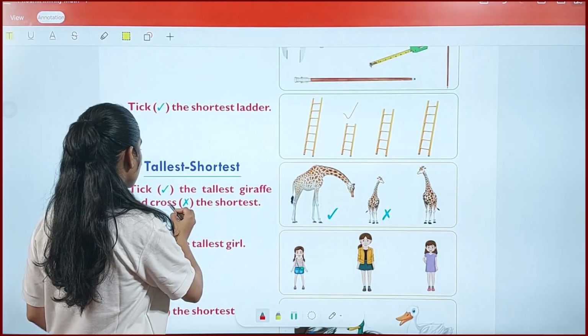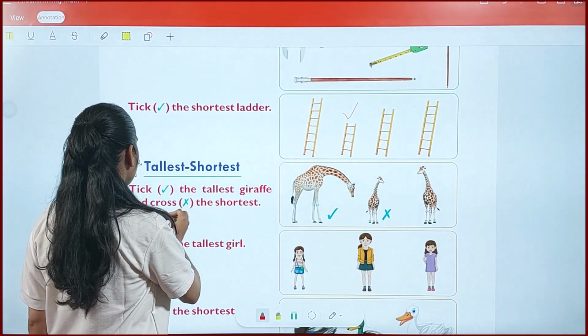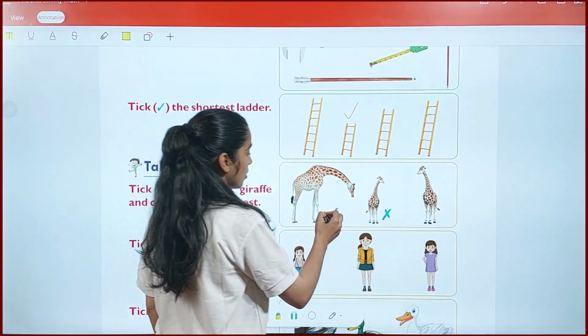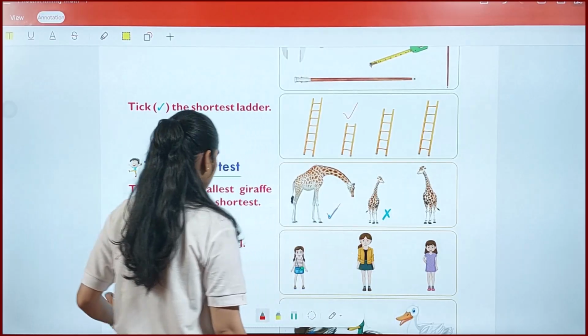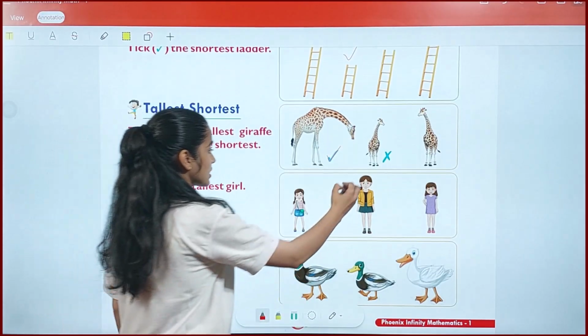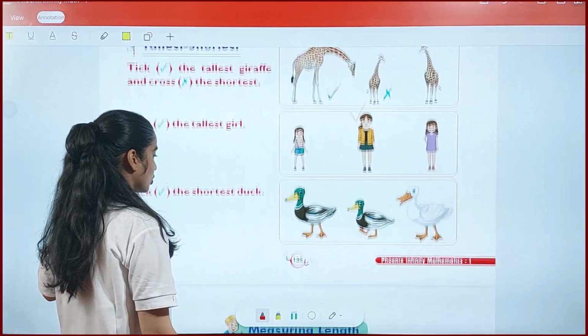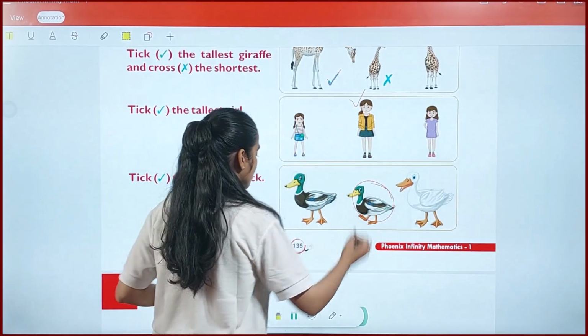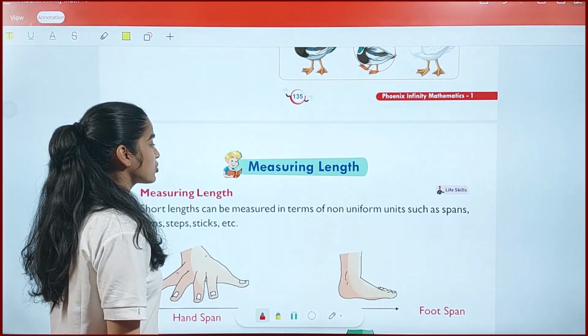Tallest and shortest. Tick the tallest giraffe and cross the shortest. So this is your tallest and this is your shortest. Now take the tallest. This is the tallest and this is the shortest. Okay.